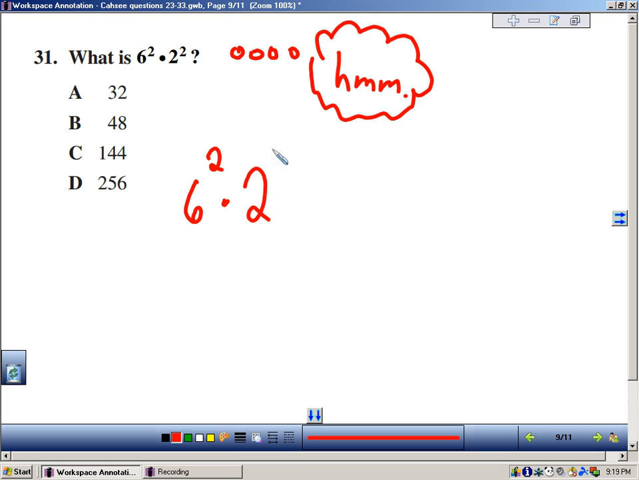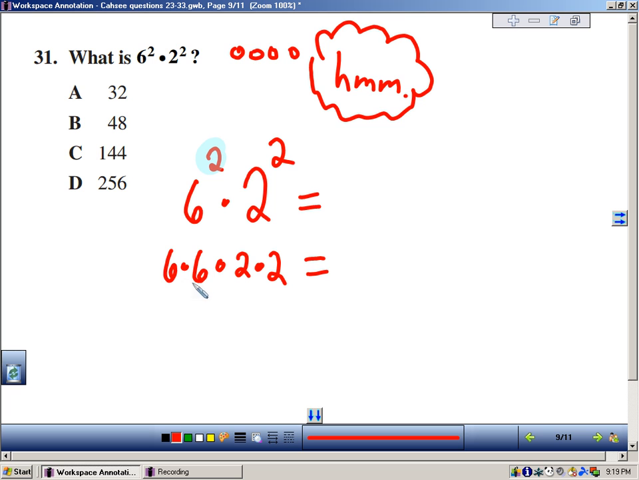Remember, an exponent tells the base to multiply itself a number of times. In this case, 2. So this would be, written out, 6 times 6 times 2 to the 2nd would be 2 times 2. And so that's what we're multiplying by.